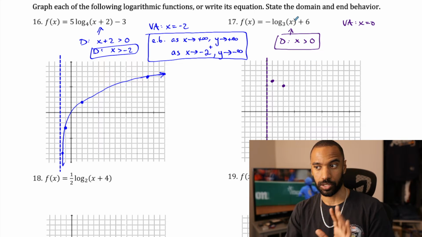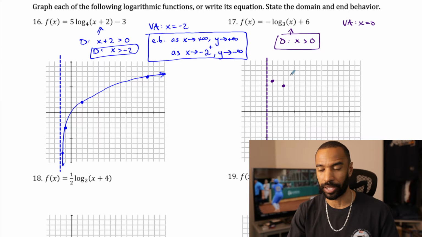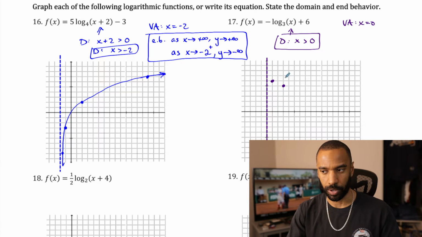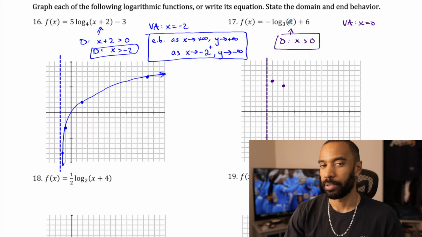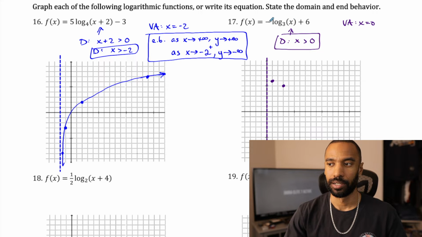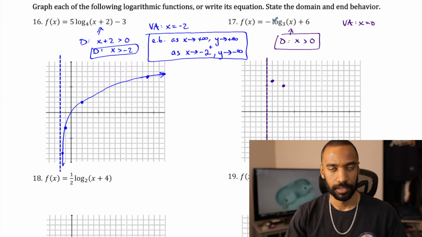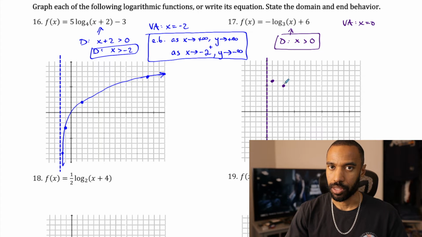Now you can try this. Let's try this together, because these are actual x values. I don't have to do major plugins here. Plug in 3 for x, that's 3 away from the asymptote. Log base 3 of 3 is 1, because 3 to the first power is 3. Remember, the result's an exponent. So it's 1. You do negative 1 plus 6. That's 5. Okay, there's that point.